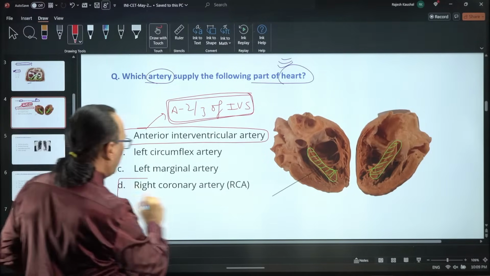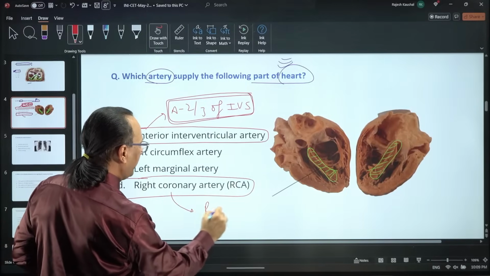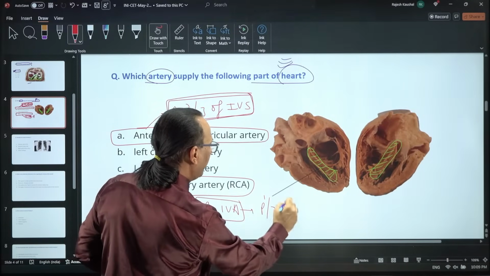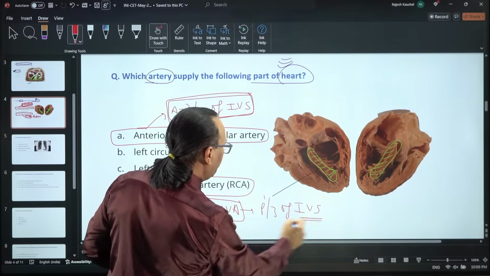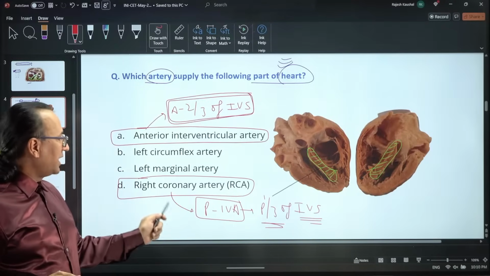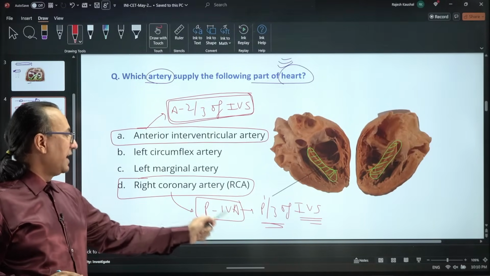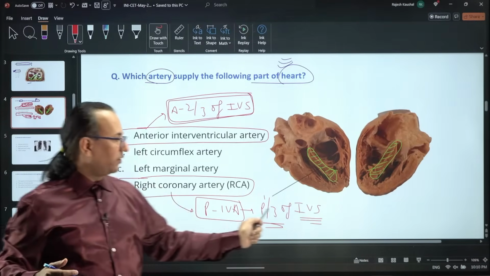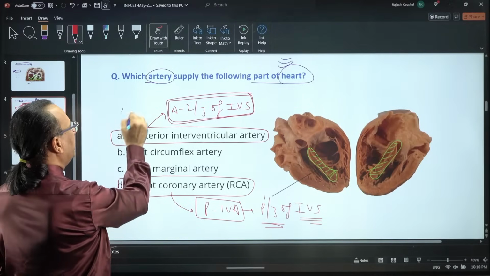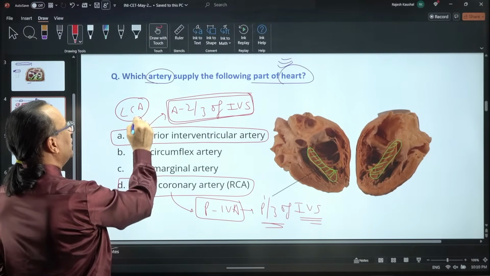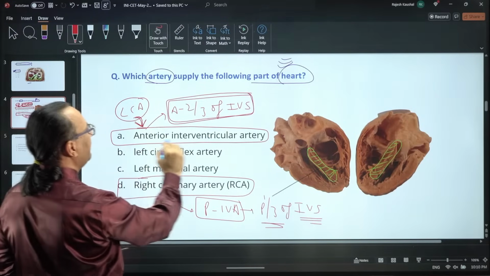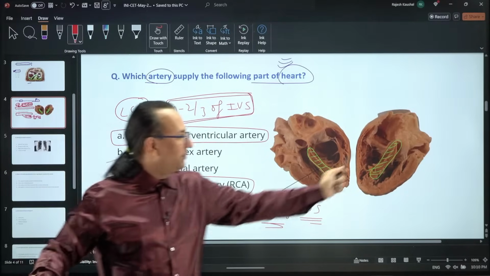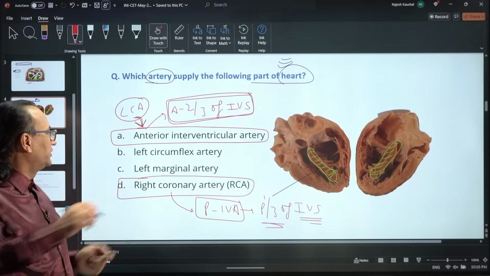If you talk about right coronary artery, it will give posterior interventricular artery, and posterior interventricular artery will supply posterior 1/3 of interventricular septum. So if you go more posterior, then it is posterior interventricular artery, which is a branch of right coronary artery, and that will be supplying posterior part of interventricular septum. Anterior interventricular artery is a branch of left coronary artery. So left coronary artery gives AIVA, which will supply anterior 2/3 of interventricular septum. I believe that the examiner wanted this answer. That is your answer.